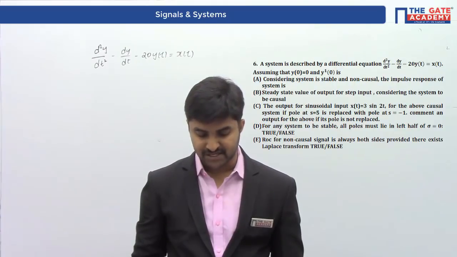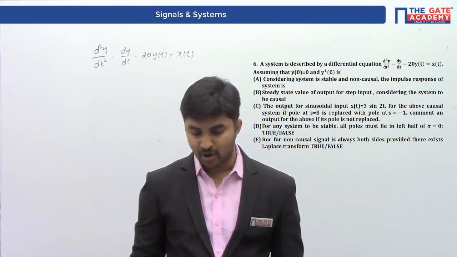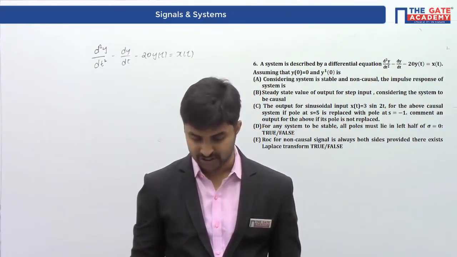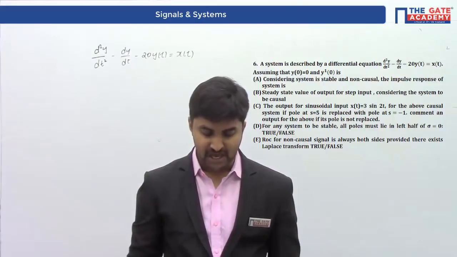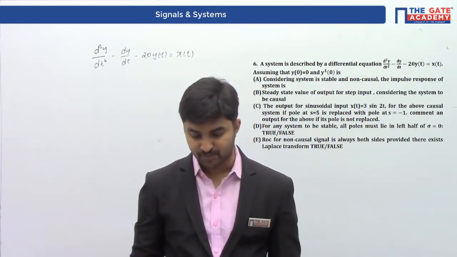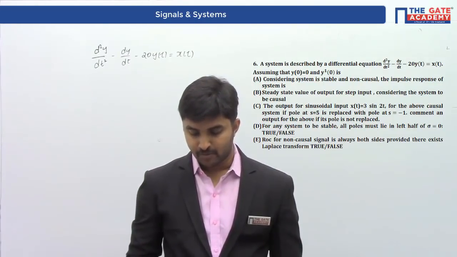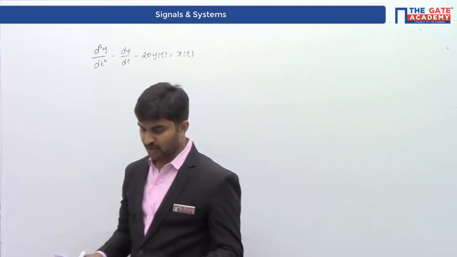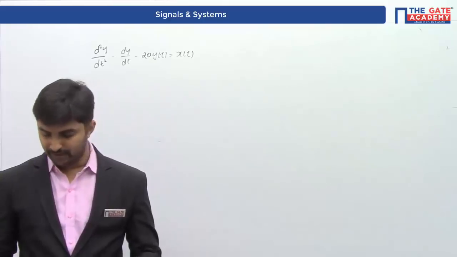Fourth part of the question is, for any system to be stable, all the poles must lie in the left half of sigma equal to 0, true or false. Fifth part of the question is, ROC of the non-causal signal is always both-sided, provided there exists a Laplace transform, true or false. So we will see the questions one by one.